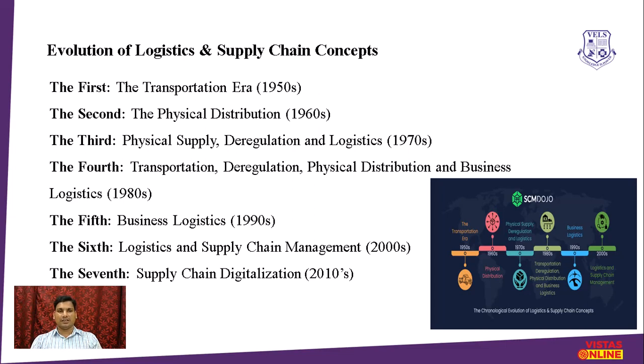In the sixth evolution stage, also we are talking about logistics and supply chain management. Whenever I hear about logistics and supply chain management, immediately it comes to my mind about CII, the Confederation of Indian Industry.